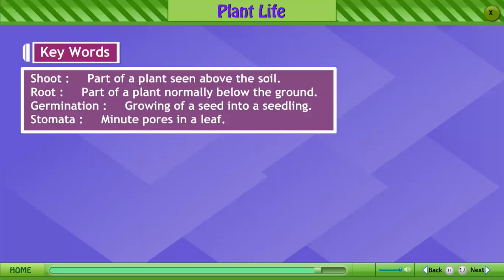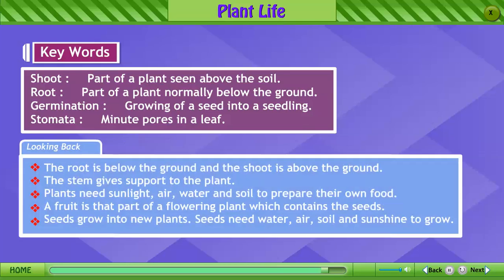Keywords. Shoot. Part of a plant seen above the soil. Root. Part of a plant normally below the ground. Germination. Growing of a seed into a seedling. Stomata. Minute pores in a leaf.